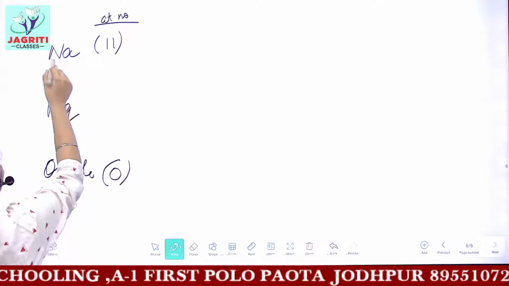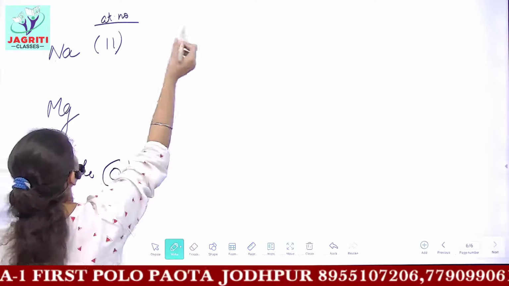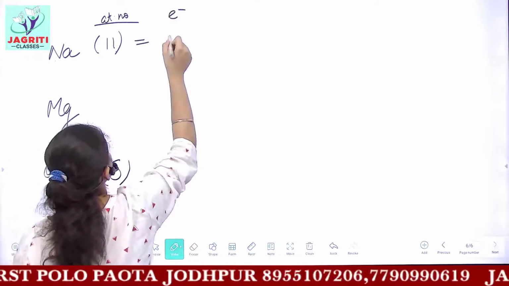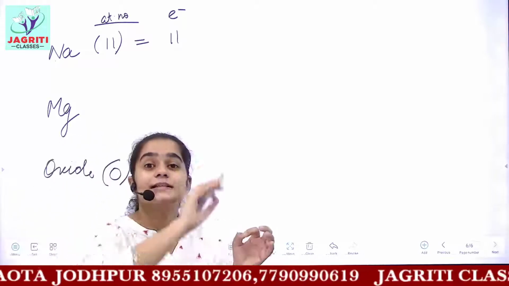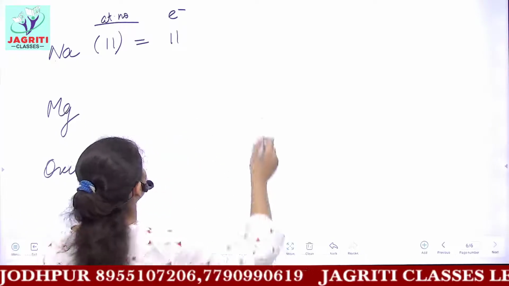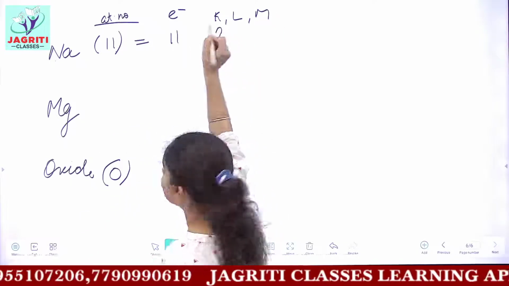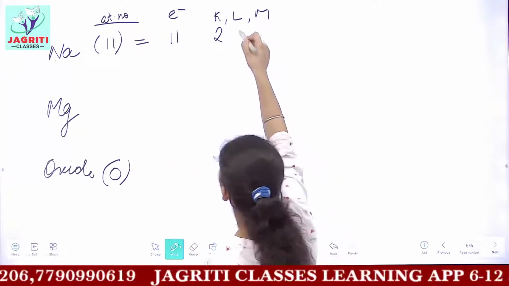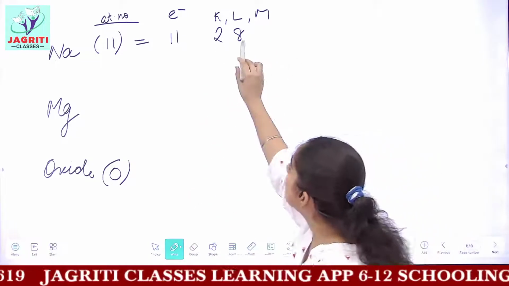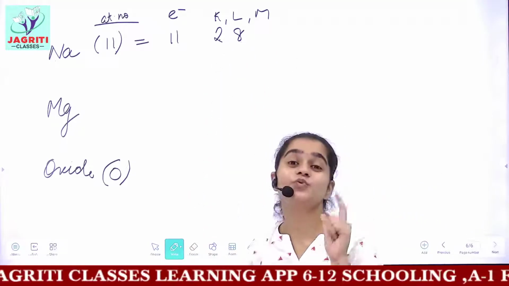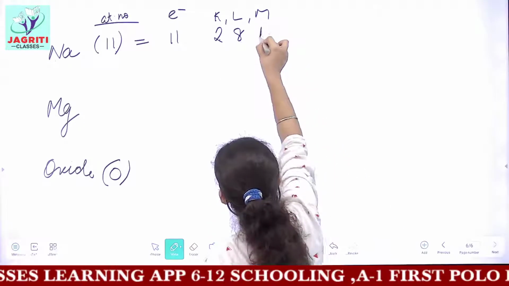So now we have the sodium atom which has atomic number 11. This atomic number 11 means the number of electrons will also be 11. And when you arrange these 11 electrons in the different shells, how would you do that? In the K shell, you would put 2 electrons. Then in the L shell, the maximum number of electrons is 8. 8 plus 2 gives 10 electrons. We still have 1 electron left, and this 1 electron will go in your M shell.